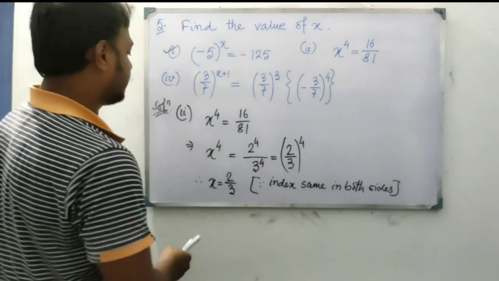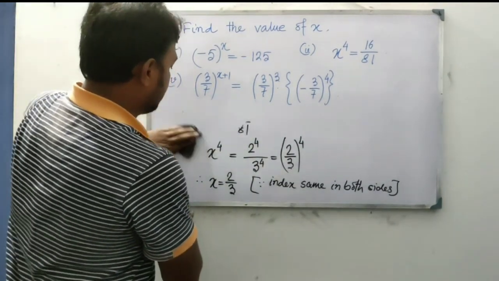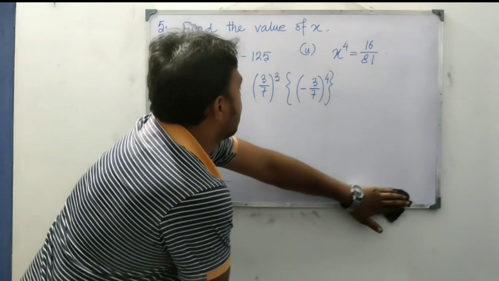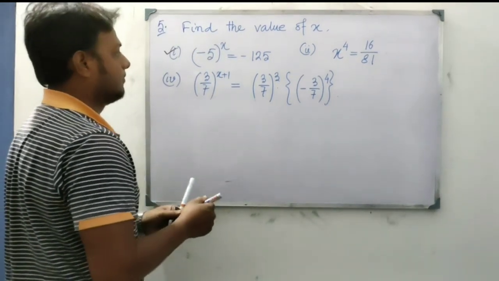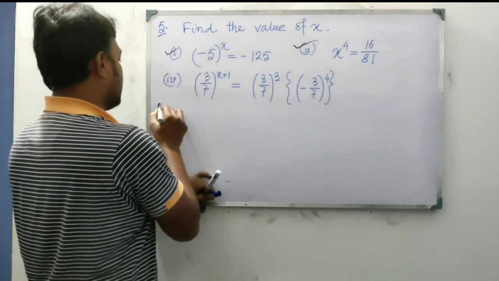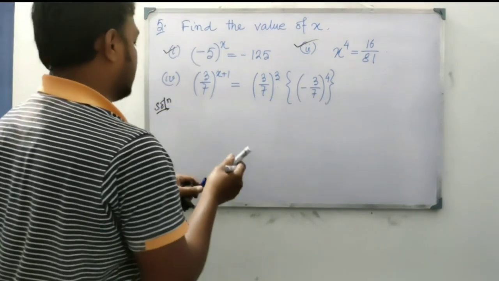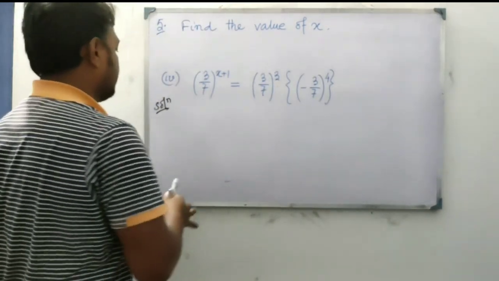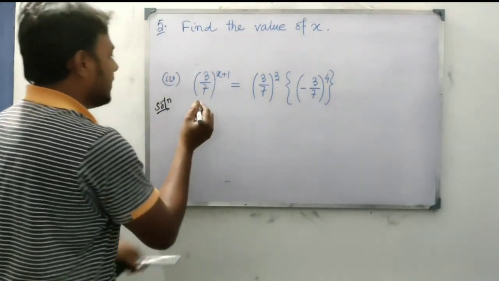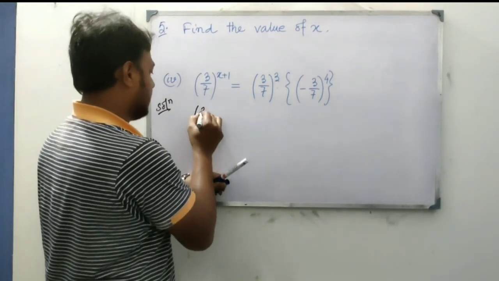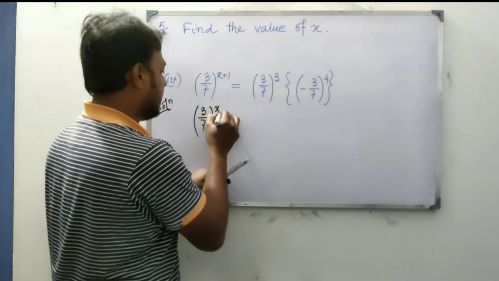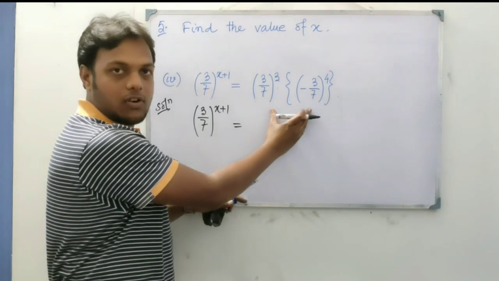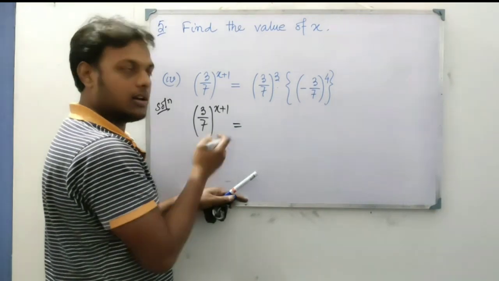Next, fourth number. This one that I am solving for this line only. Okay, fourth number. On the left hand side, (3 by 7) to the power x plus 1, keep it unchanged and try to convert the right hand side into exponent form with base 3 by 7. Okay, our target is this.